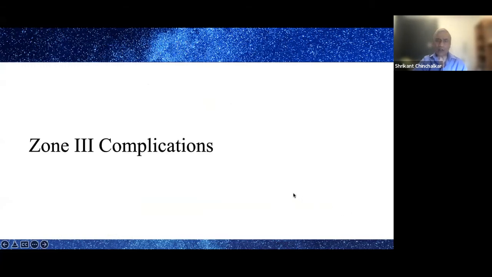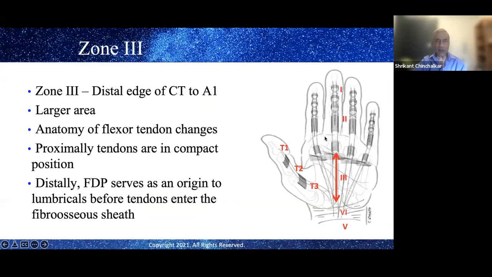So now let's look at Zone 3 complication. We know that the Zone 3 is the largest area. If we pay attention to the Zone 3, it's from the distal edge of carpal tunnel to A1 pulley, as you can see right here. It's a larger area. Anatomy of the flexor tendon changes in Zone 3.